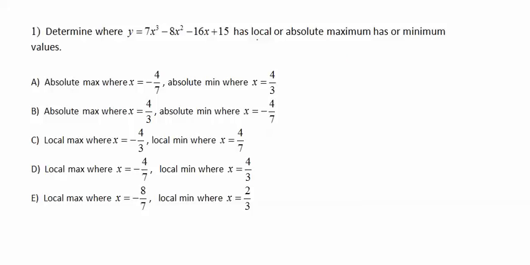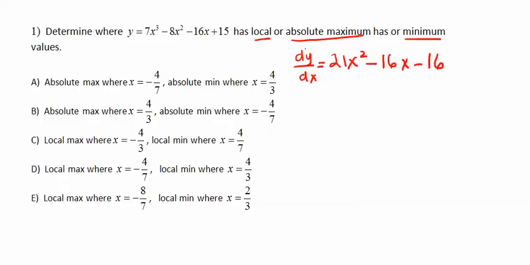When we want to find the local or absolute maximum and minimum values of a function, we want to find its derivative. So we're going to take the derivative of this function, and since this is a polynomial function, we're just going to have to use the power rule. So we have 3 times 7 is 21, x to the 1 less than 3, which is 2, minus 2 times 8 is 16, x to the 1 less than 1, which is 1, then minus the derivative of negative 16x, which is negative 16. The derivative of 15 is 0.